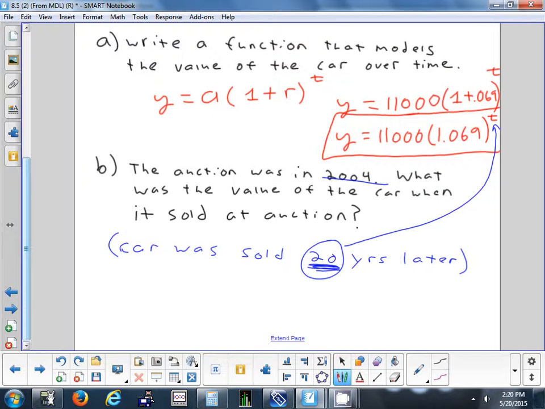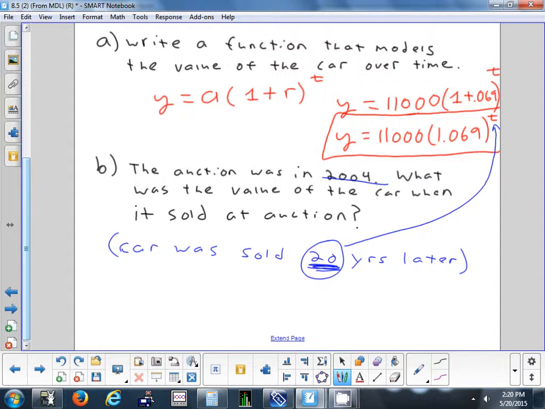Okay, does anybody have any questions on where the 20 came from? You subtracted. Yeah. Okay, they bought the car in 1984. They sold the car in 2004. So they sold the car 20 years later. Okay, so T is 20. So fill 20 in.